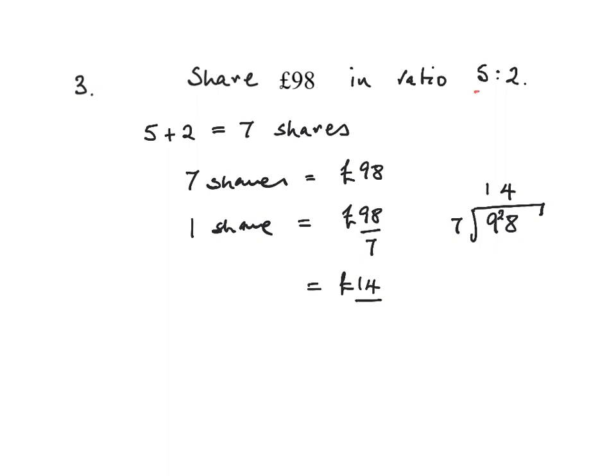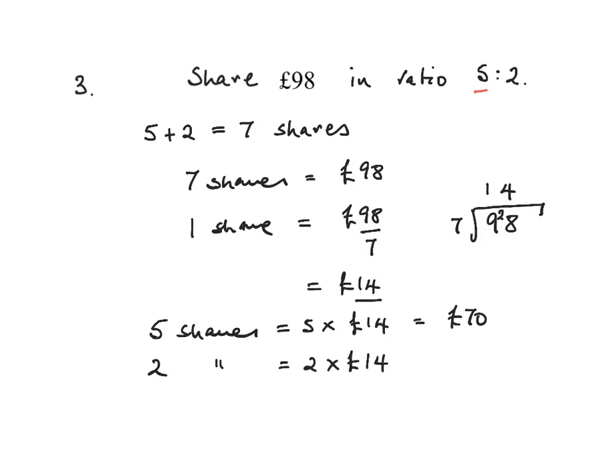Now we've got to work out what value 5 shares is. 5 shares is 5 times 14. 5 tens are 50, 5 fours are 20, so that gives us 70. And then 2 shares, that's 2 times 14, which is £28. And I suppose we could then write at the very end, so the ratio would be £70 to £28.